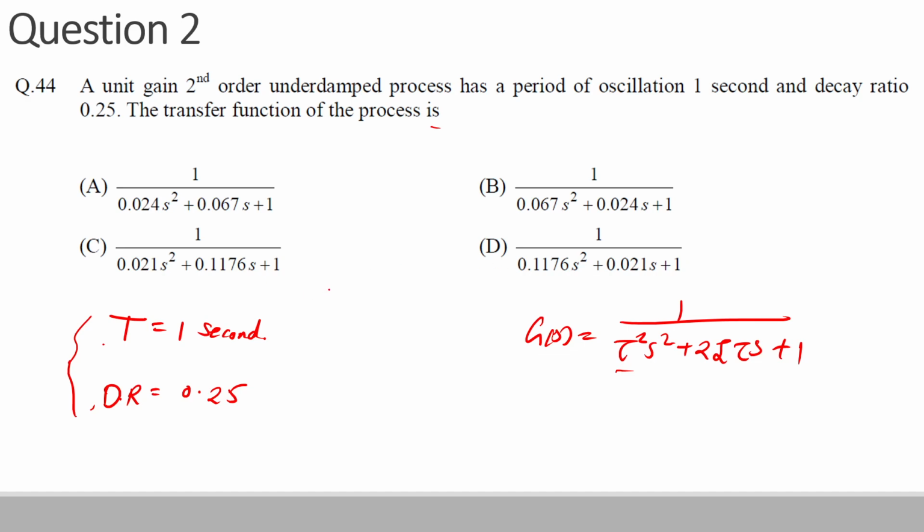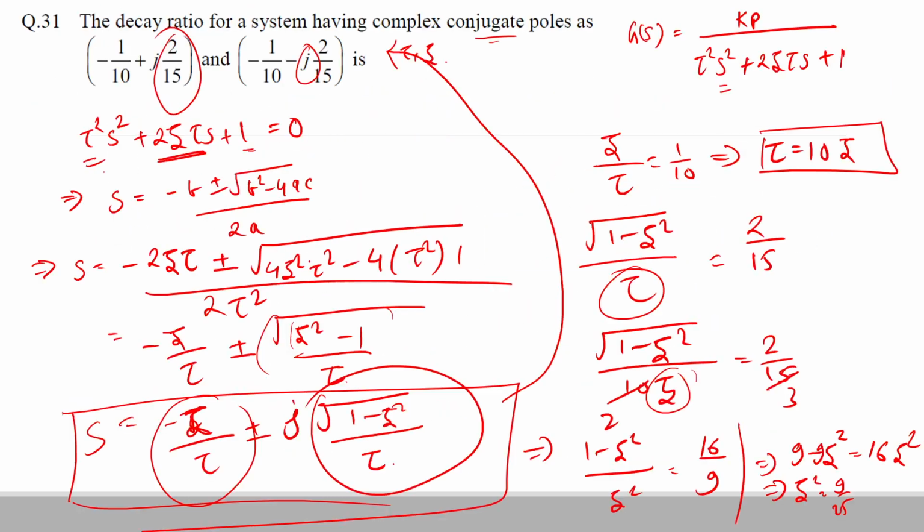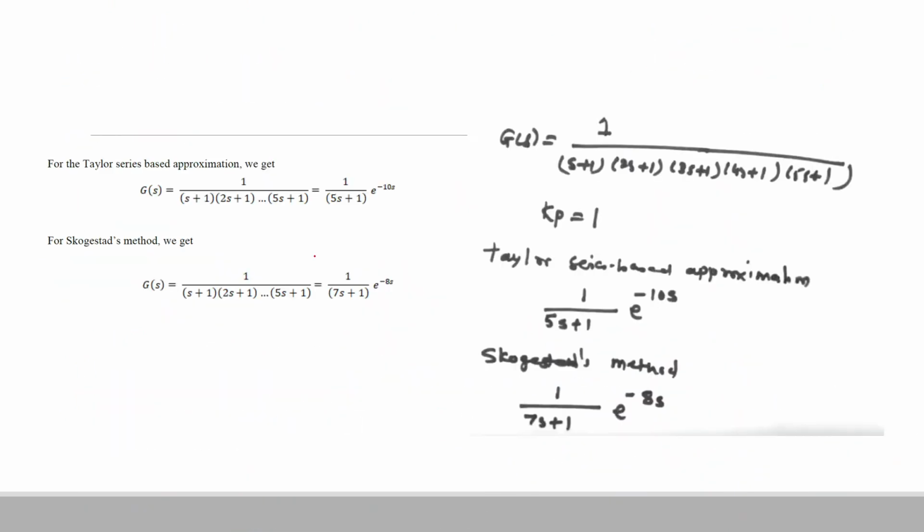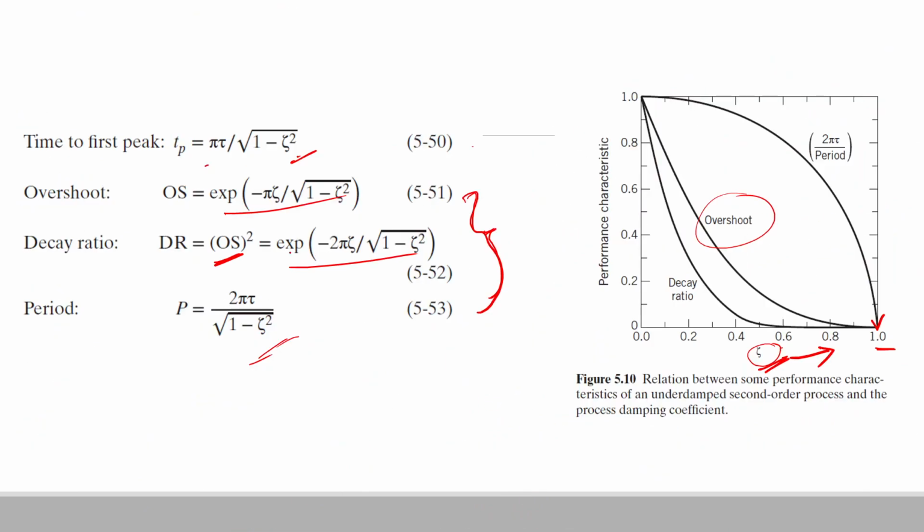The formula for the time period of oscillations is given by 2 pi tau upon under root of 1 minus zeta square, and the decay ratio is given by exponential of minus 2 pi zeta upon under root of 1 minus zeta square. We have to use these two formulas in order to find the values of zeta and tau, and then replace them in the equation for the second order system, and we can get the transfer function of this process.